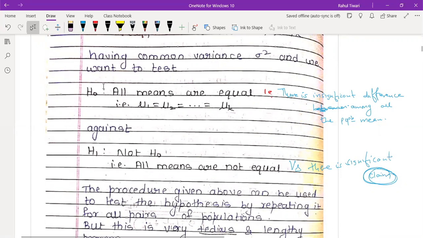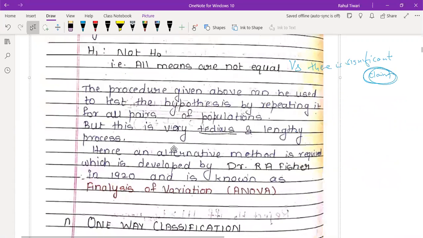Maybe if you refer to different books you may find this somewhere, but from a statistical point of view I prefer this: there is an insignificant difference among the group of the population means, or there is no significant difference, versus there is a significant difference. That much you can always take: insignificant, not significant, versus significant. Then the procedure is very simple.